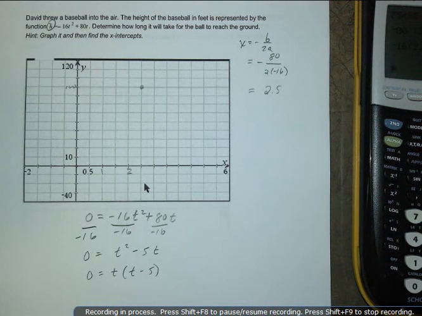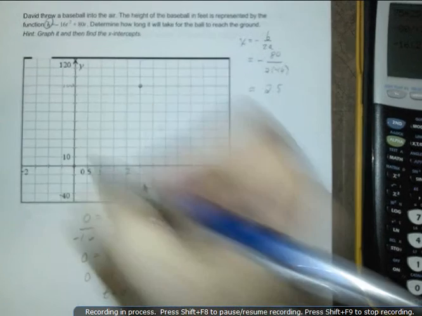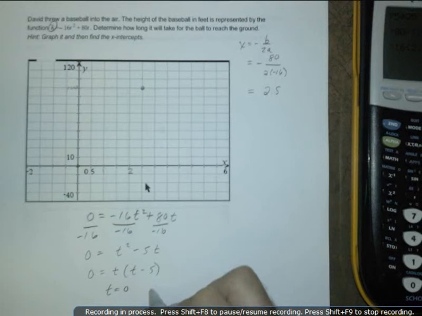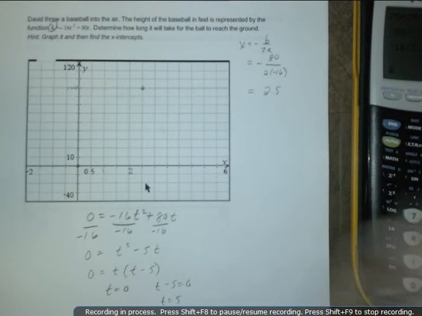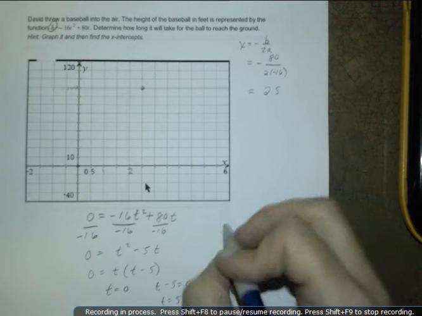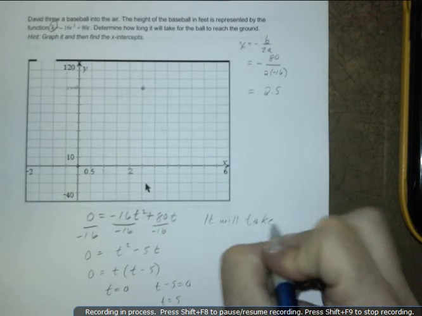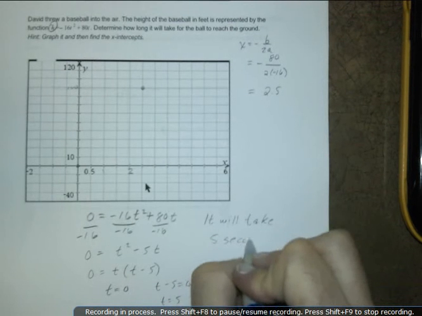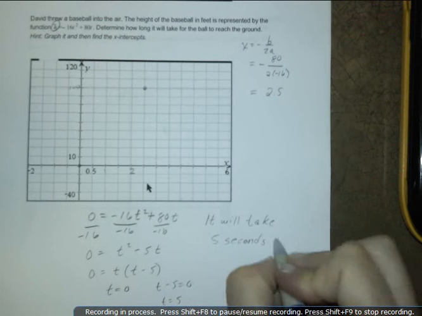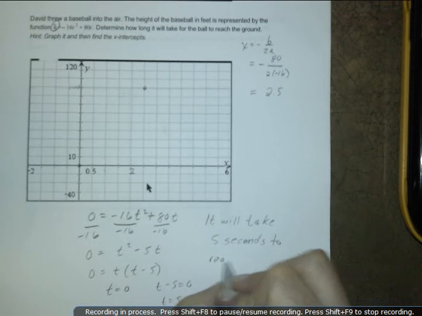And then use my zero product property, so that means t has to be 0. Well, that's kind of obvious. That means it's starting at 0, and t minus 5 equals 0. So that means 5 seconds later, it will have reached the ground. So how long is it going to take for the ball to reach the ground? It will take 5 seconds to reach the ground.